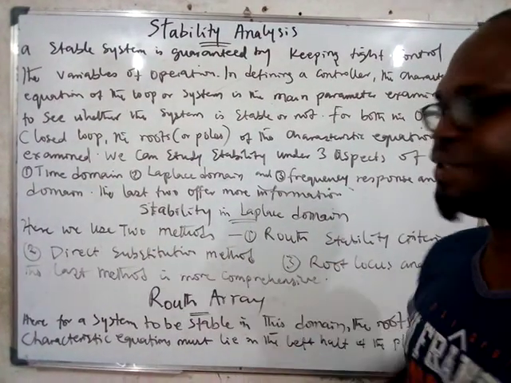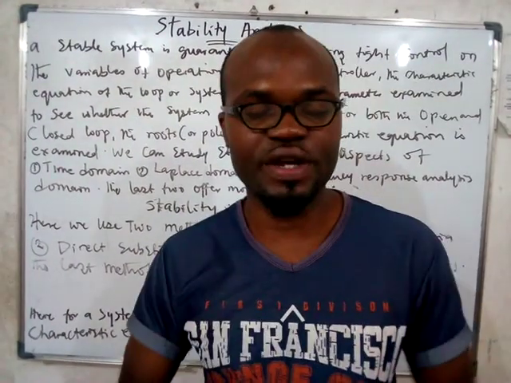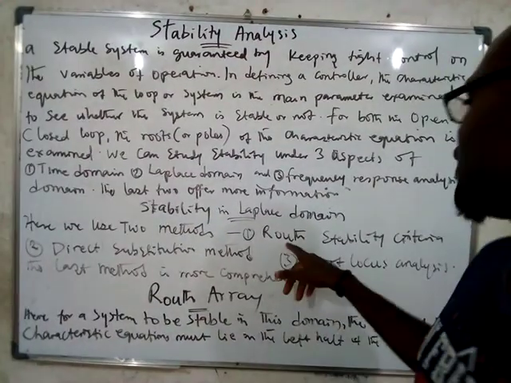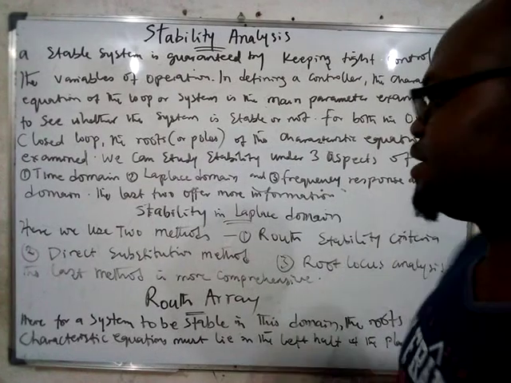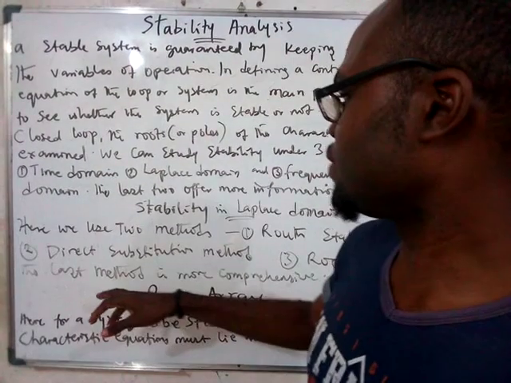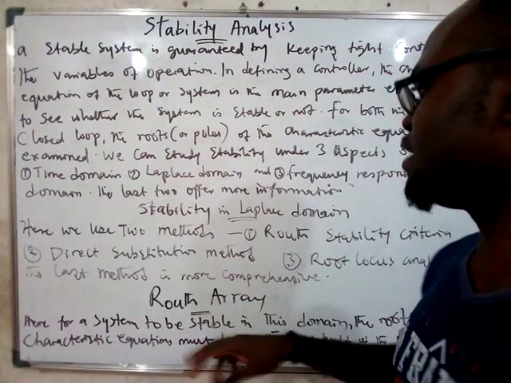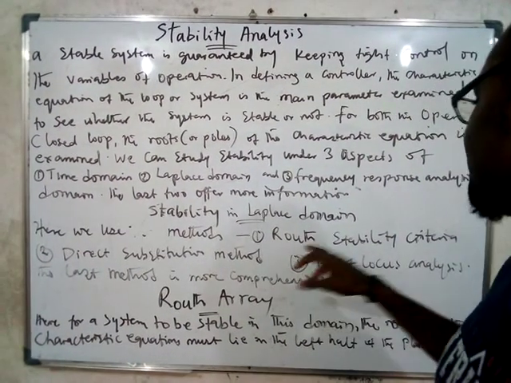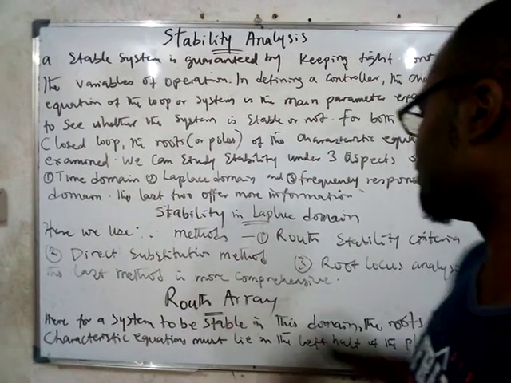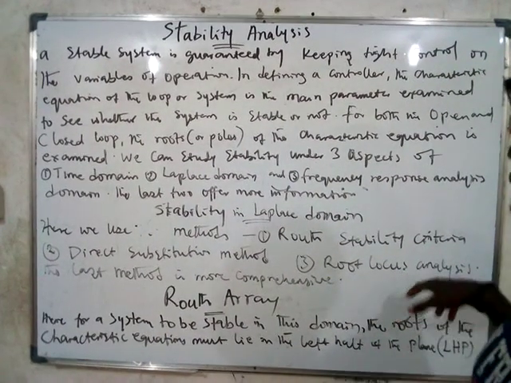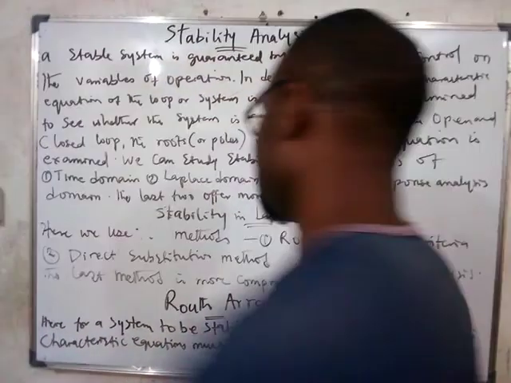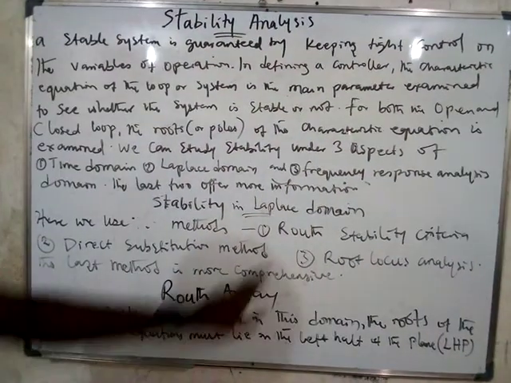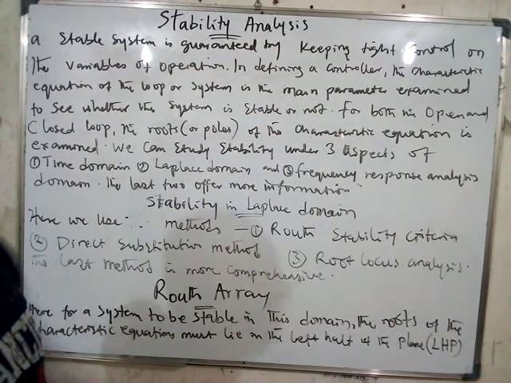Here we use two methods. You have what we call the Routh stability criteria. You have also what we call the direct substitution method. Actually, three methods, not two. We have Routh stability criteria, direct substitution, and the root locus analysis method. The last method is more comprehensive. But we're going to be looking at this first method, the Routh stability method.